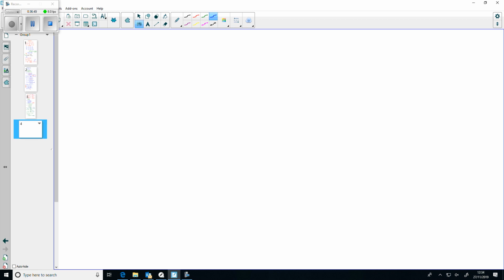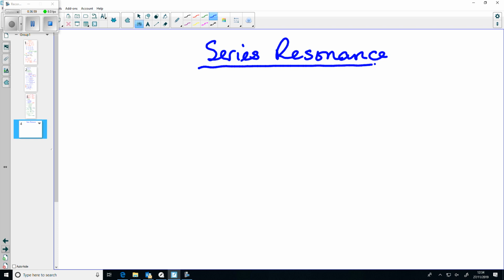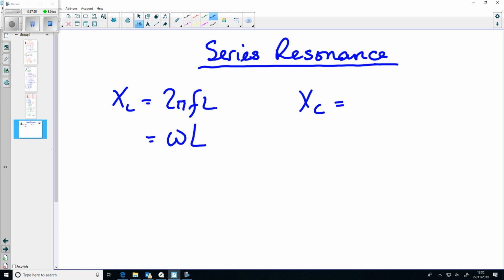So, series resonance. Right, we know that XL is equal to 2 pi FL, and that's also equal to omega L, because we know that omega is equal to 2 pi F. And XC is equal to 1 over 2 pi FC, or we can write it as 1 over omega C.